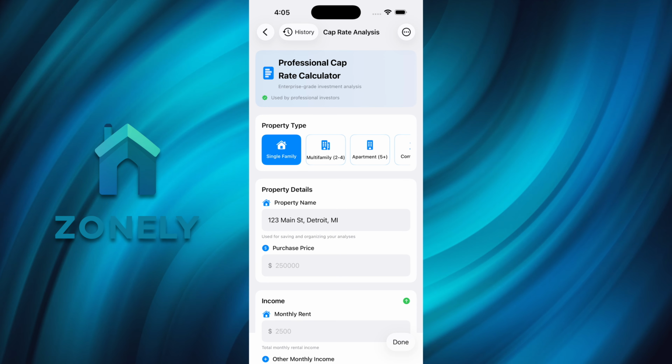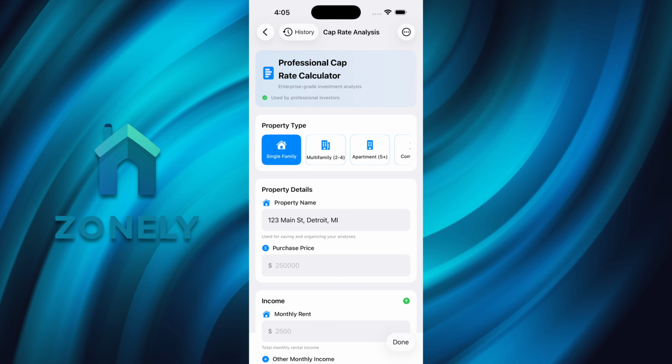Purchase price. Enter the asking price or your offer amount. For this property, we're looking at $350,000. Section 3, Income section. Next, let's fill in the income section. Monthly rent. Enter the expected or current rent. $2,500 per month for this property.